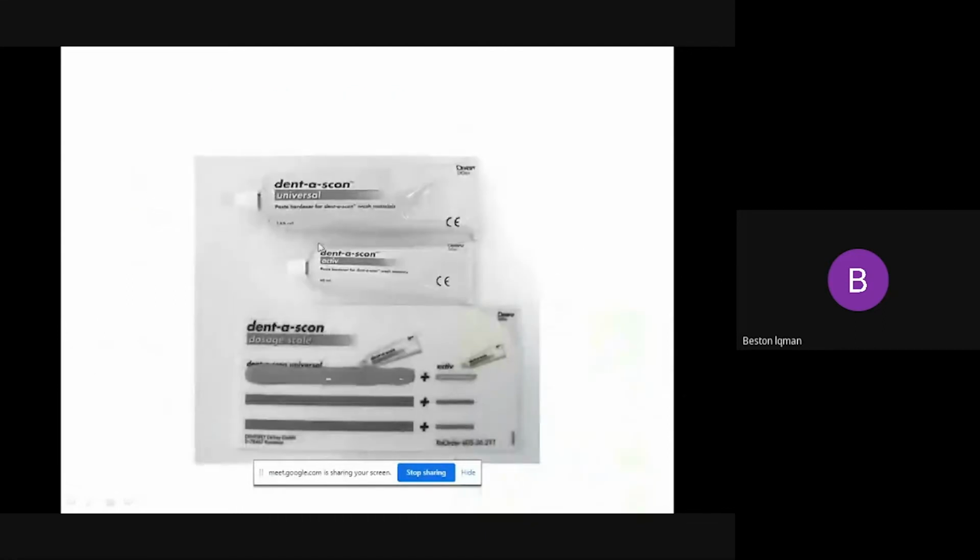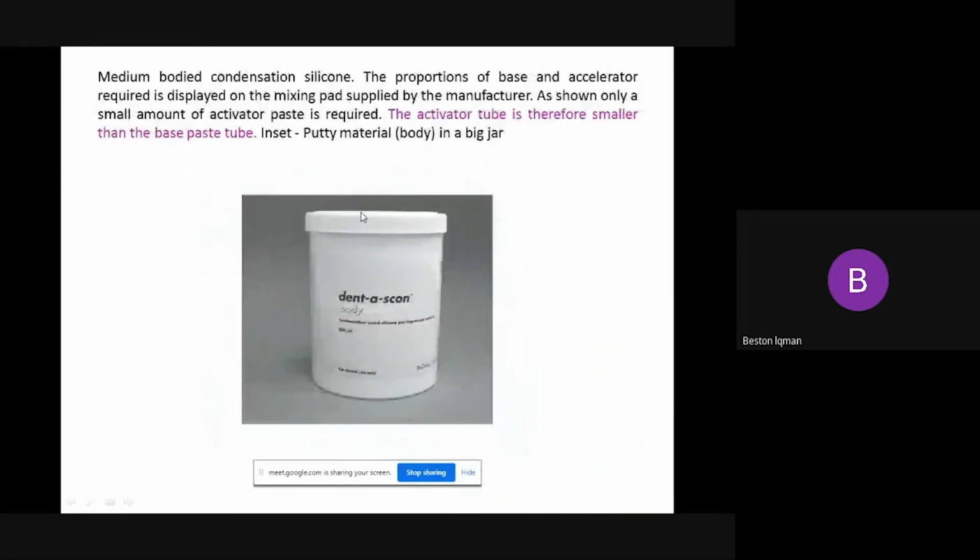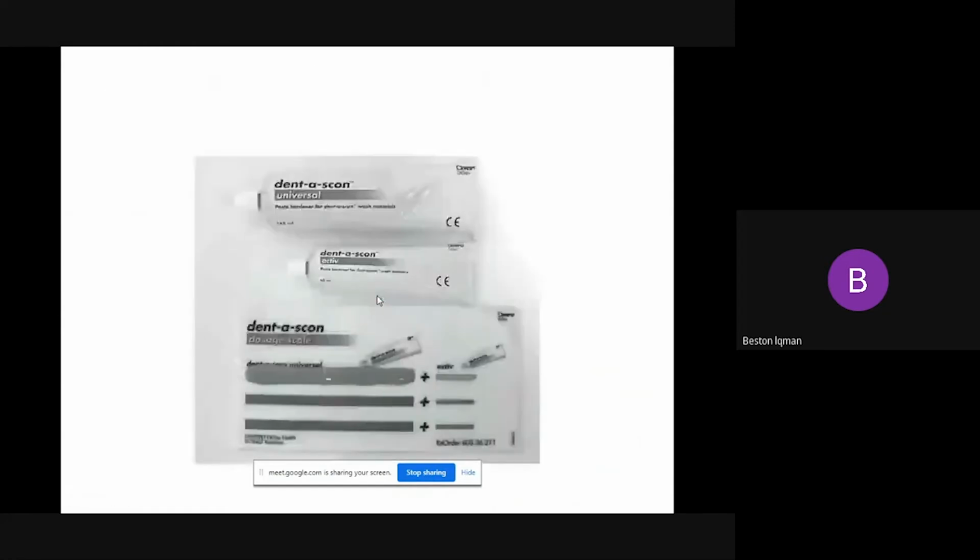This is the accelerator. This is the light body. This is the putty. This picture shows a jar of putty. The large tube is the base, and the small one is the activator, or accelerator, or retarder, or reactor; all have the same meaning.